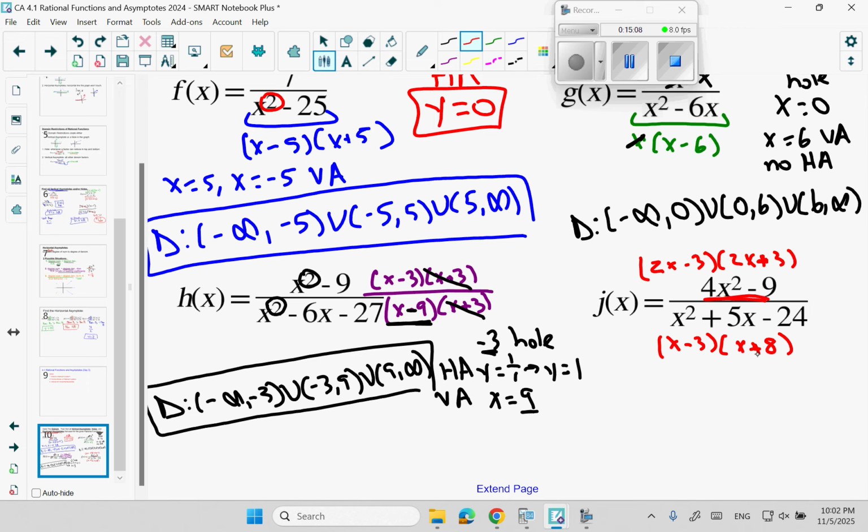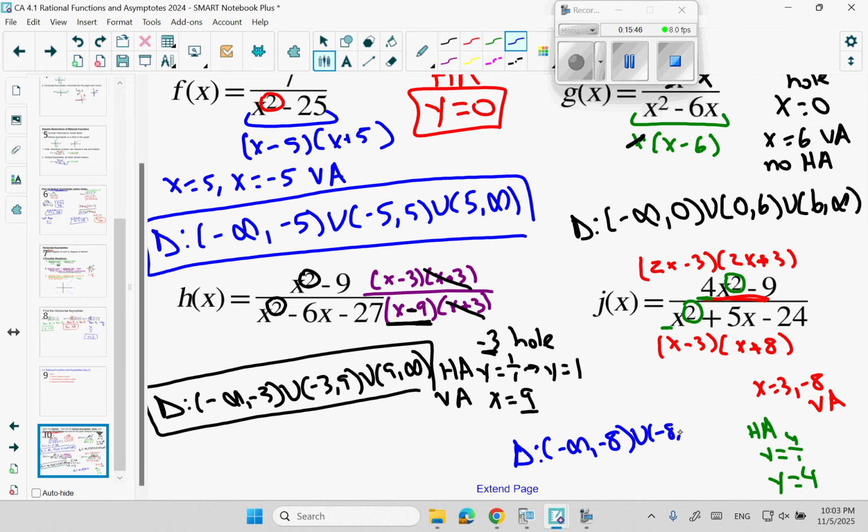I have nothing to cross off, so I know that x equals 3 and negative 8 are both going to be vertical asymptotes. My original degrees were the same, so my horizontal asymptote is going to be y equals 4 over 1, or just y equals 4. I obviously have no holes in the graph, so I didn't cross anything out. So my domain is just going to be negative infinity to negative 8 union, negative 8 to 3 union, 3 to infinity.